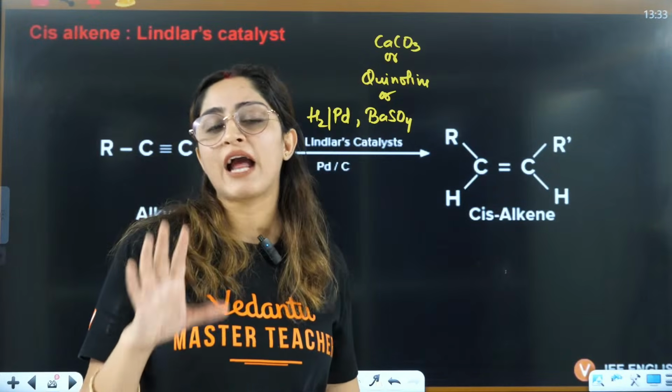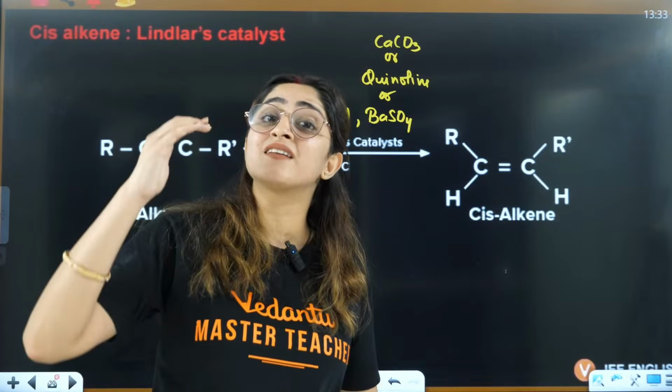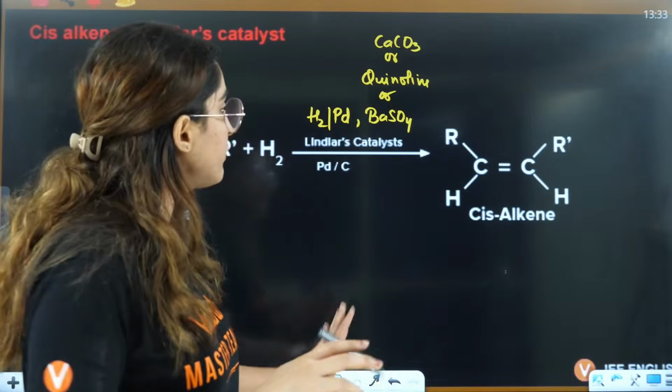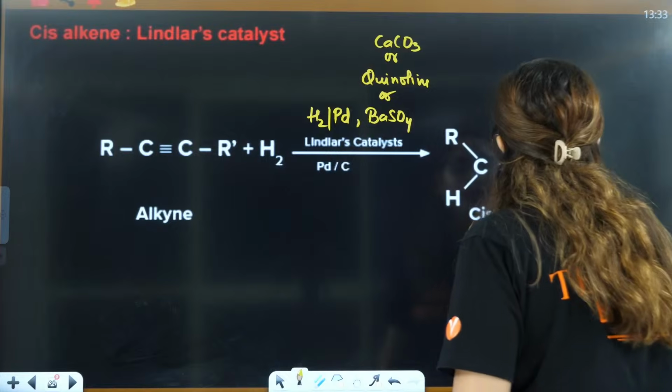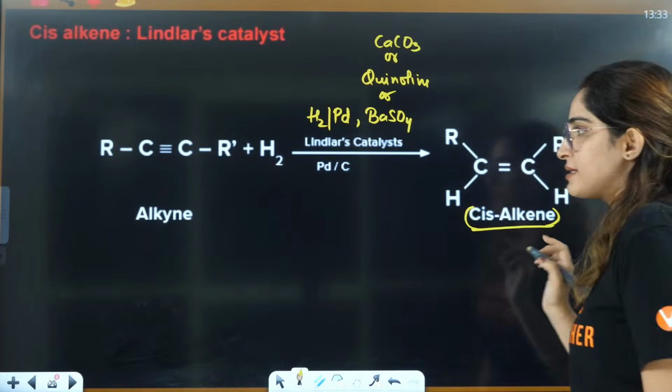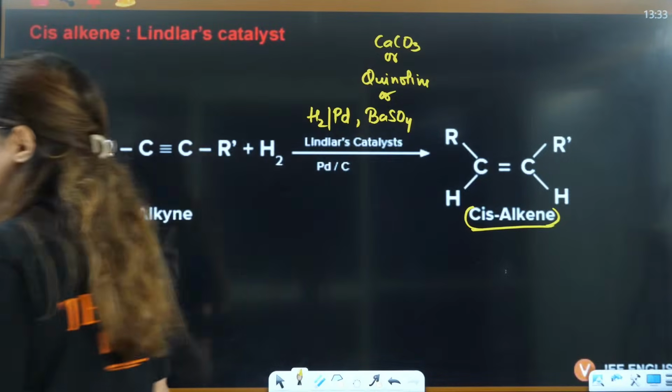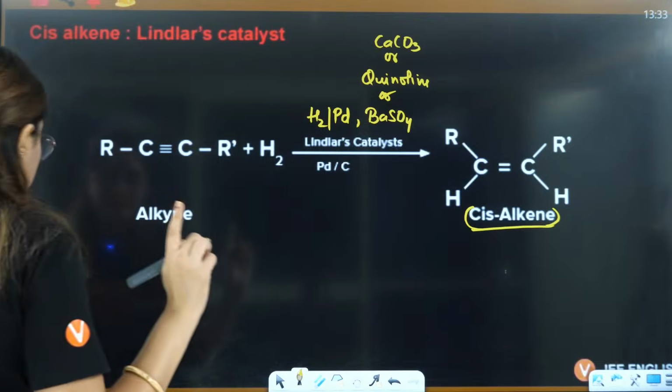So a negative catalyst acts as a poison. That means it decreases the rate of the reaction and it will make alkene. And here, what kind of alkene is formed? Here cis alkene is formed in this case. Right? In this case you will have the formation of cis alkene.